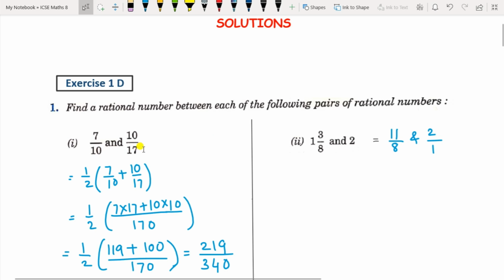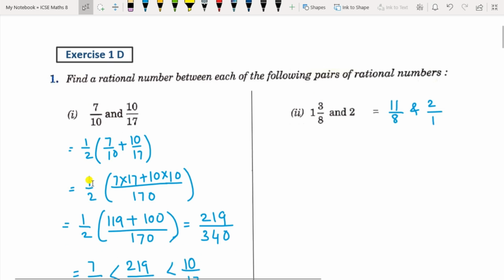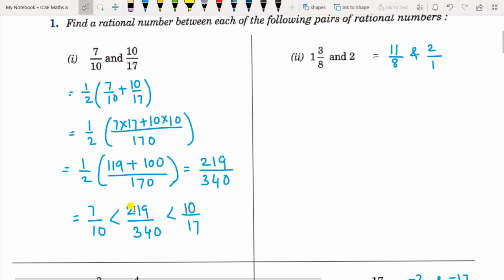Similarly, for rational numbers also we have to do the same. When you want to find a single rational number, this is the easy way: add these two rational numbers and divide by 2. So you get the third rational number between these two rational numbers. So this is the way.